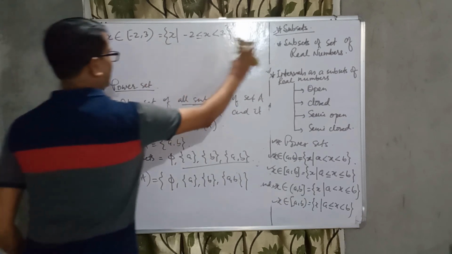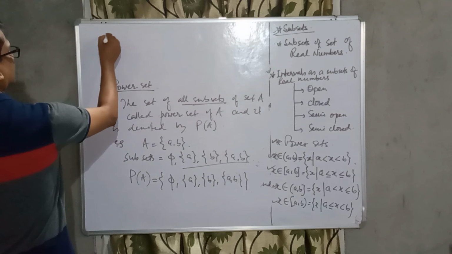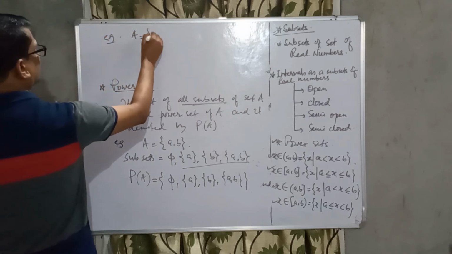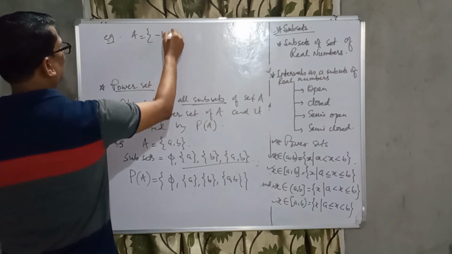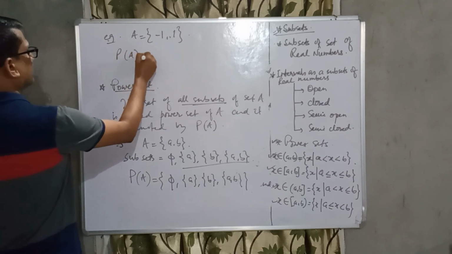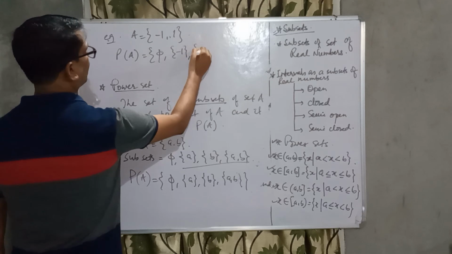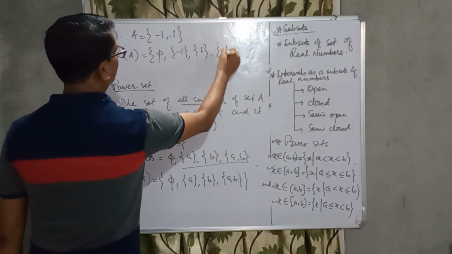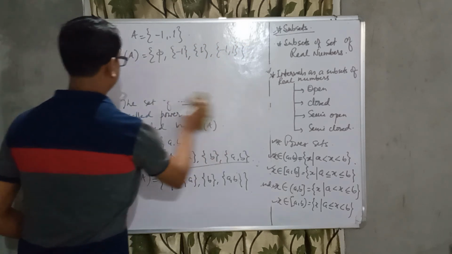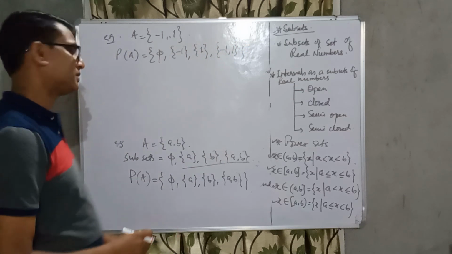Okay, if I take an example, A is equal to {-1, 1}. What is the power set of A? P(A), what will I write? φ, then {-1}, then {1}, then {-1, 1}. Okay? This is the power set. This is the definition of the power set.